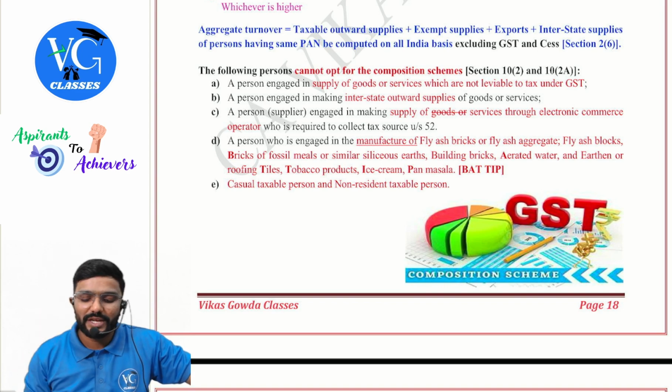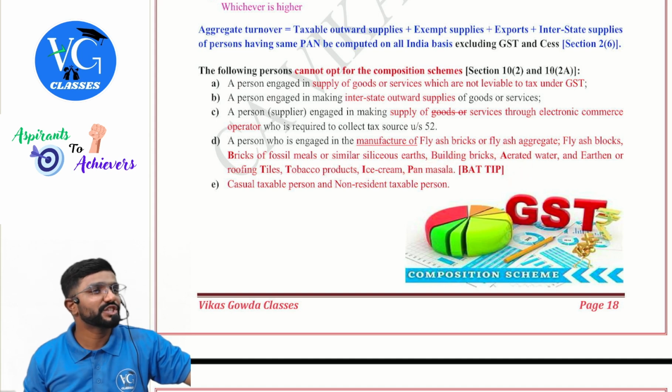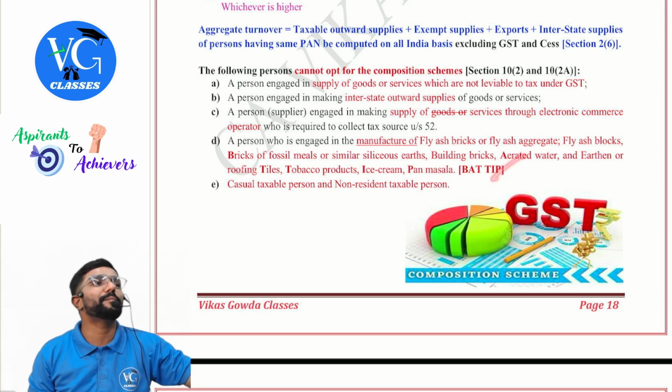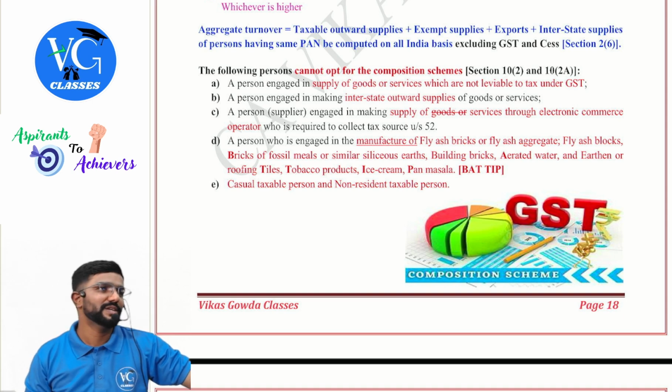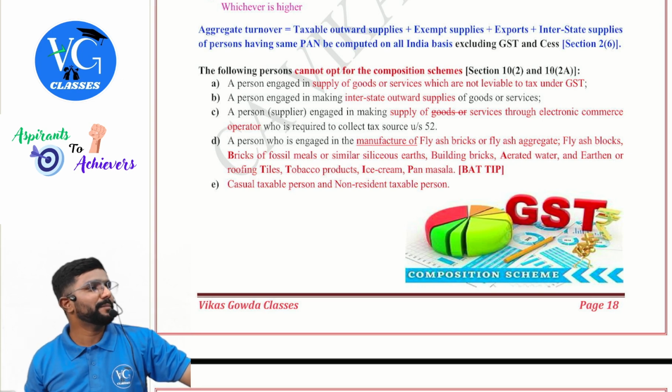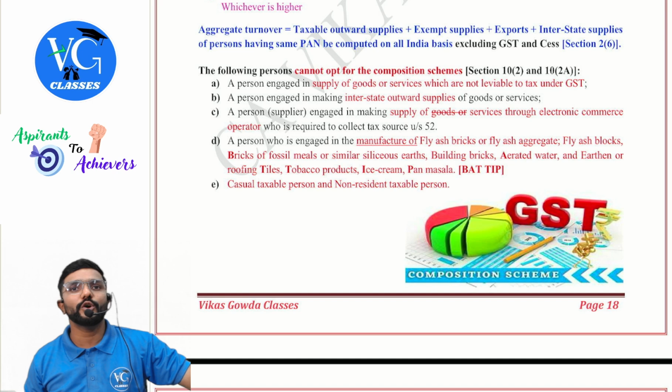Now listen, sir, what is this BATTIP? Shortcut. B for bricks or blocks, A for aerated water, T for tiles, T again for tobacco, I for ice cream, P for pan masala. Easy to remember? Yes. So manufacturer of BATTIP is kept outside. If I am a trader of BATTIP, can I follow? Yes.